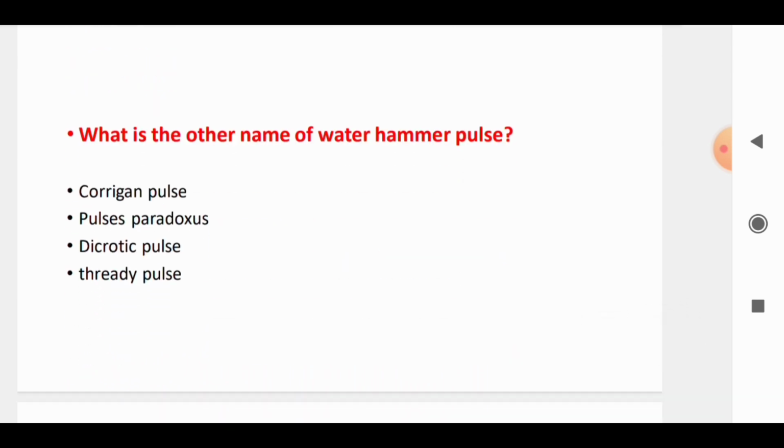What is the other name of water hammer pulse? Corrigan pulse, pulsus paradoxus, dicrotic pulse, thready pulse. The other name of water hammer pulse is Corrigan pulse.